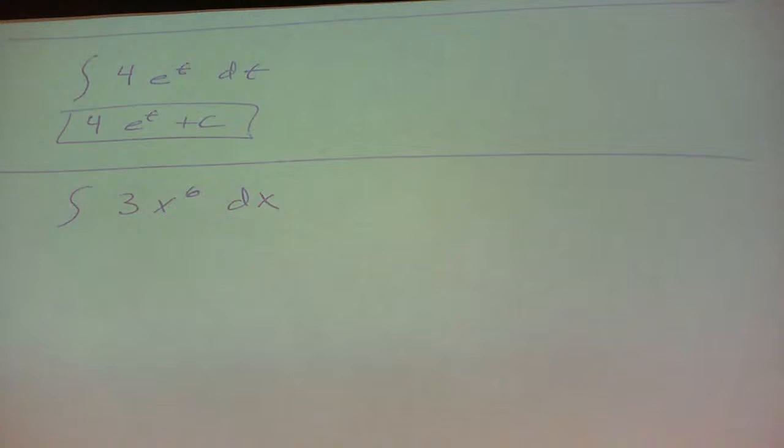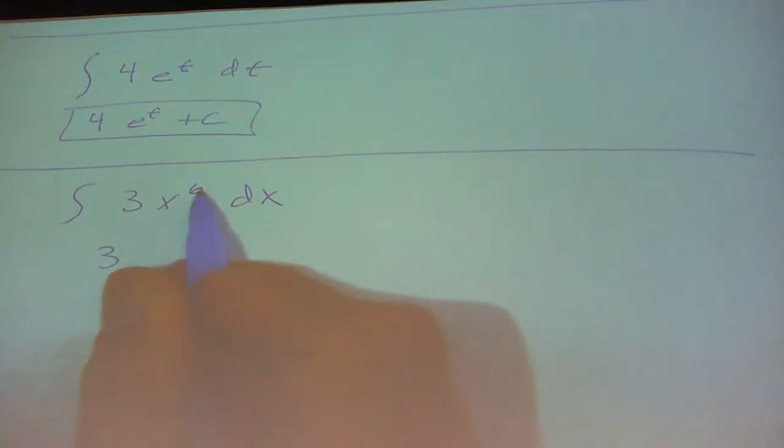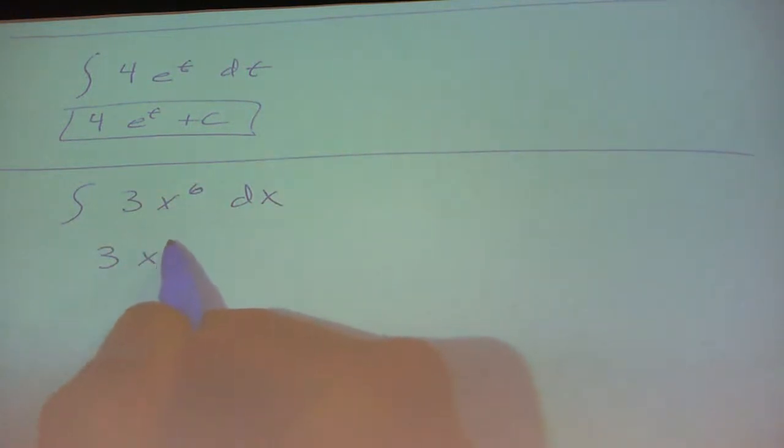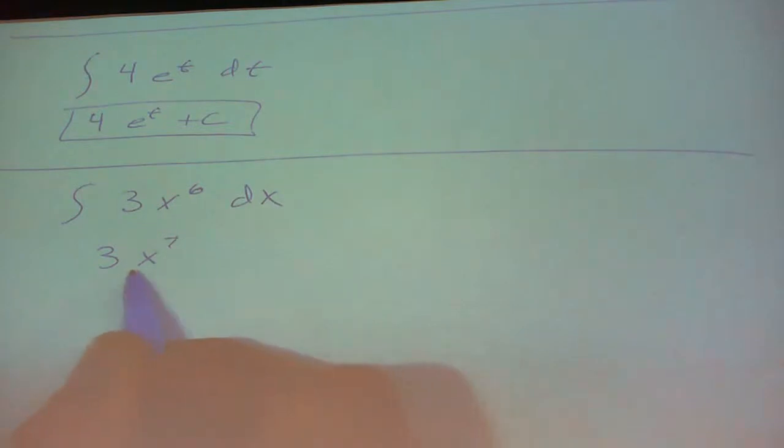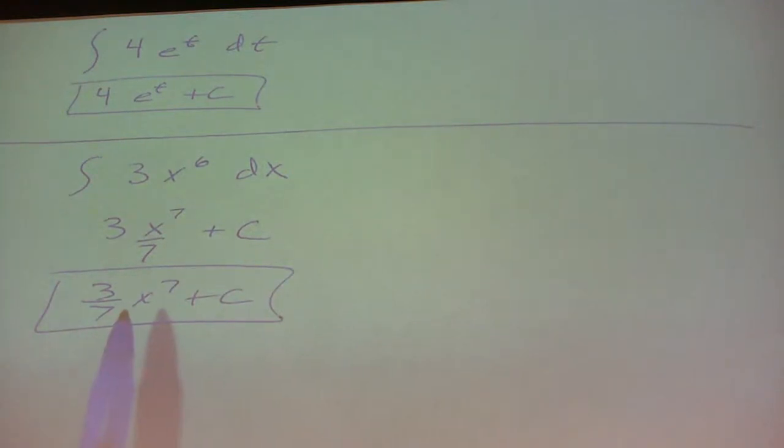At this point, I'm trying to give you more exposure. Okay? What happens to the 3? Stays in front. If I had x to the 6, what's the integral of x to the 6? X to the 7 over 7, don't forget your plus c. So my final answer would be 3 over 7, x to the 7 plus c. Again, if you want to check it, if you take the derivative of 3 over 7 x to the 7, you get 3x to the 6, and you get your original back because the derivative of c is 0. Kind of getting the hang of it?